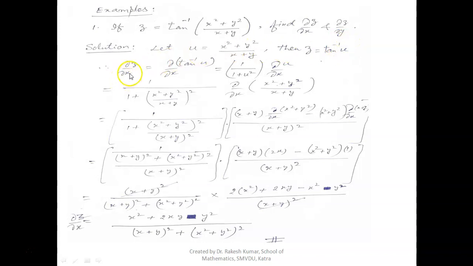So ∂z/∂x is now simply ∂/∂x of tan inverse u, because z = tan inverse u. The derivative of tan inverse u is 1/(1 + u²) times ∂u/∂x. We know the value of u, so it can be put here. Similarly, ∂u/∂x means the derivative of (x² + y²)/(x + y), and this can be further written like this.